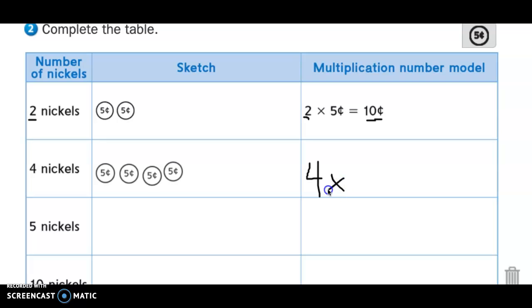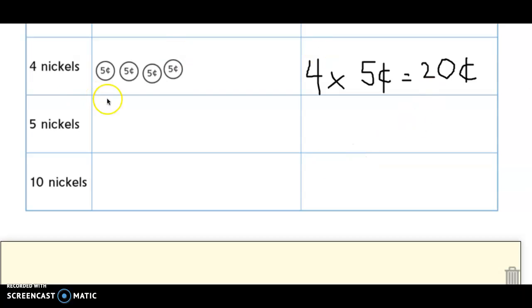What did I count 4 times? Right? Because this means 4 and this means times. 4 times. I counted 5 cents 4 times. 5 cents, 5 cents, 5 cents, 5 cents. 1, 2, 3, 4. So 4 times this 5 cents because they're each worth 5 cents. We know how to skip count by 5. Start at 5 with me. 5, 10, 15, 20. Again, can I just put a 20? Nope, I need my label. 20 cents.